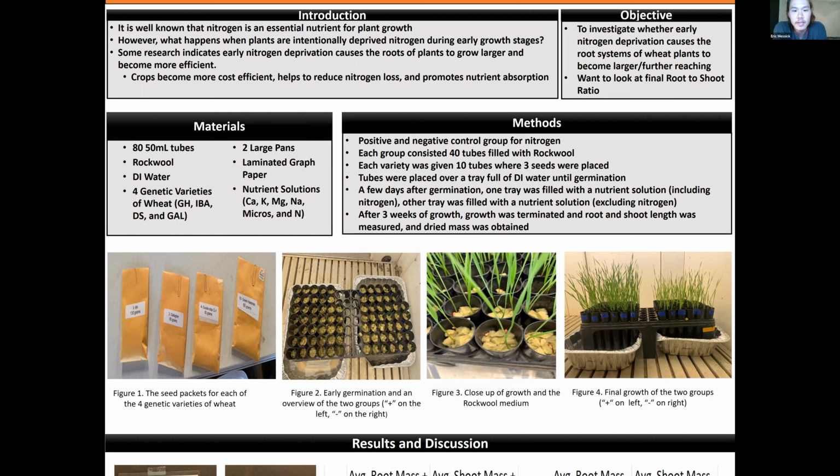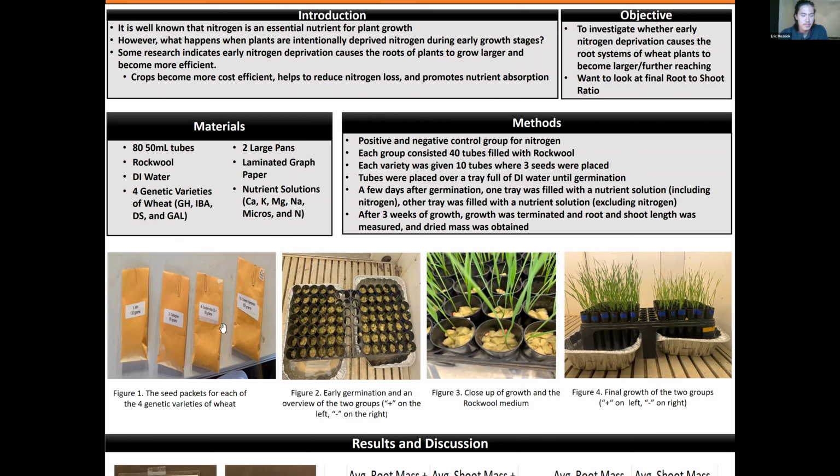A few days after germination, we had 1 tray filled with a nutrient solution that included nitrogen, our positive control, and the other tray filled with a nutrient solution that excluded nitrogen. After about 3 weeks of growth, we terminated the growth. We measured the root and shoot length, and then we attained a dry mass by weighing the wheat samples on a scale after putting them in an oven for 24 hours.